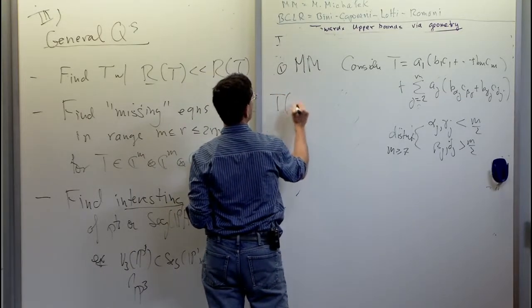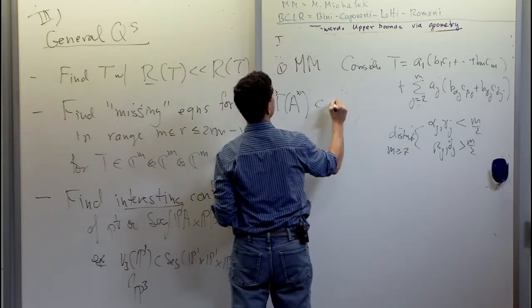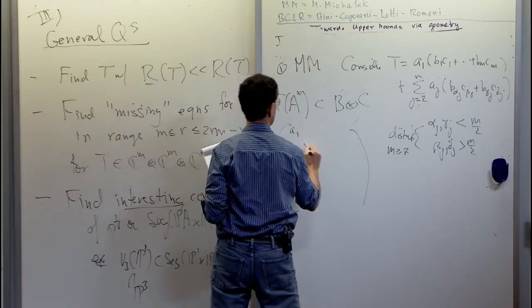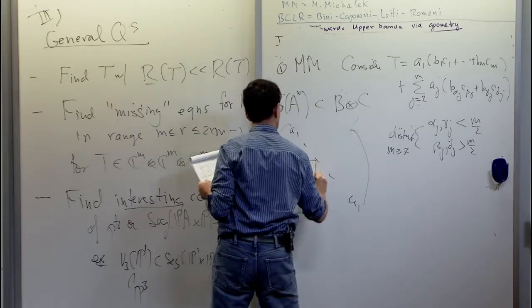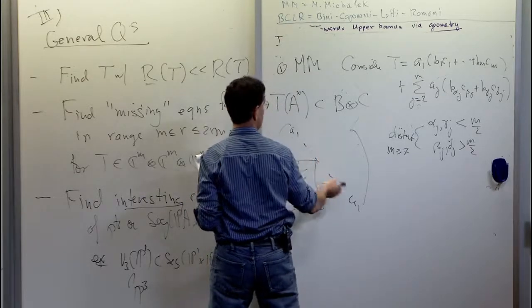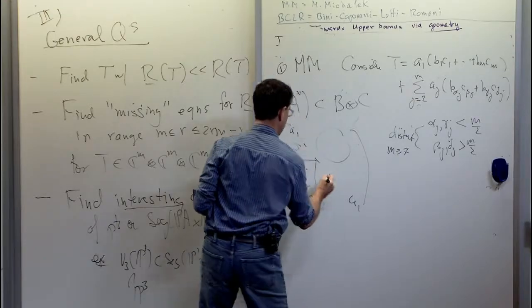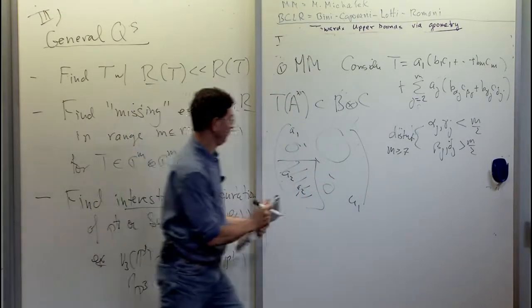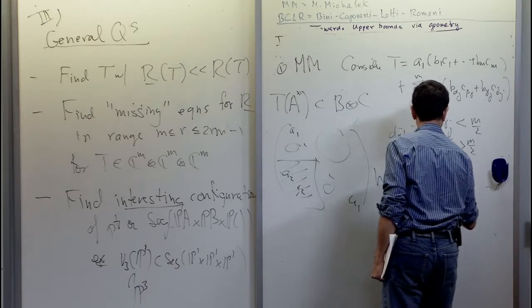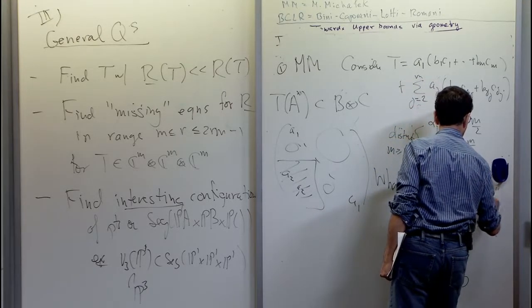So the picture, if I look at T(A*) sitting inside B ⊗ C as a space of matrices, it looks like this. And all the action is going on here with the A2s, etc. I have zeros elsewhere. So what is the rank of T and the border rank of T?